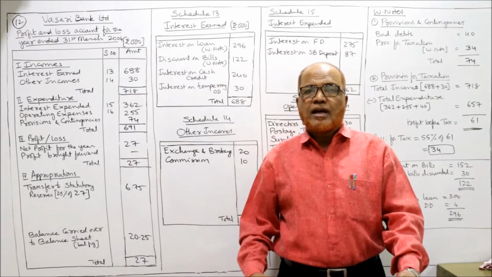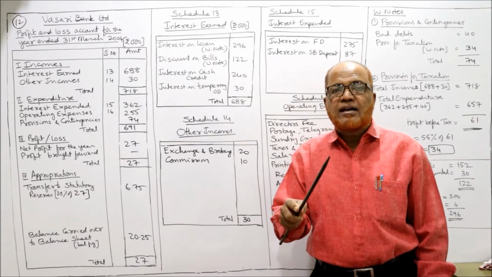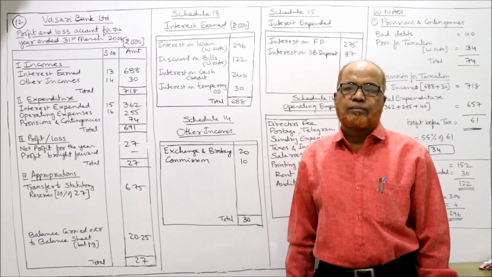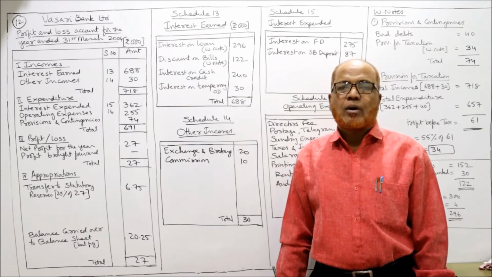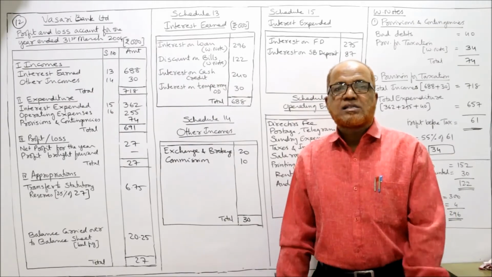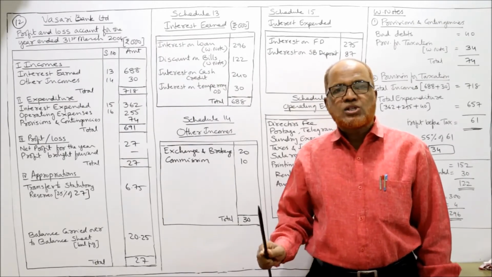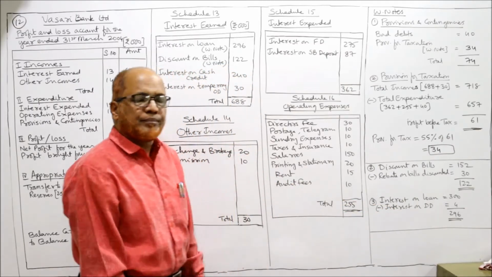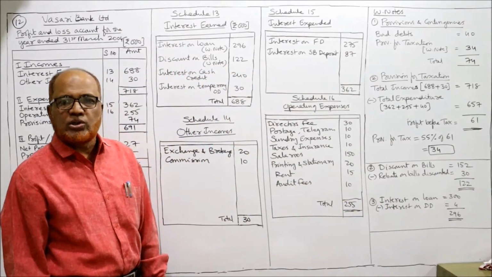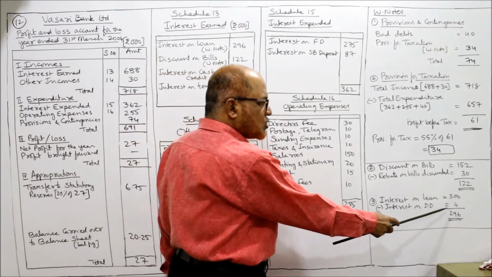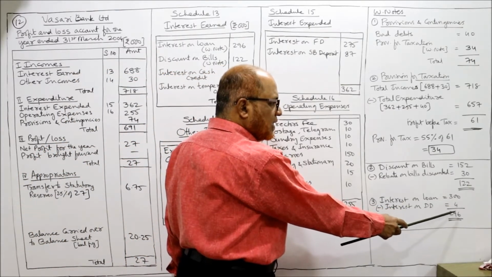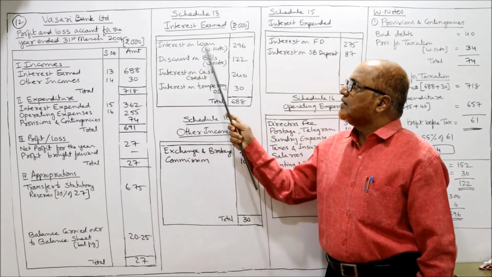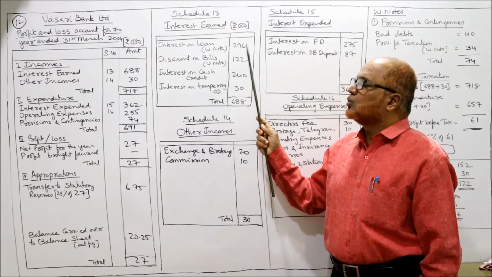But here in this problem, by mistake interest on doubtful loan was included in interest on loan. So we are subtracting how much? 4000. It is given 4. So total interest on loan 300. In trial balance it is given interest on loan 300. 4 is the interest on doubtful. Deduct 300 minus 4, you will get 296. Here 296. Interest on loan, working note 296.